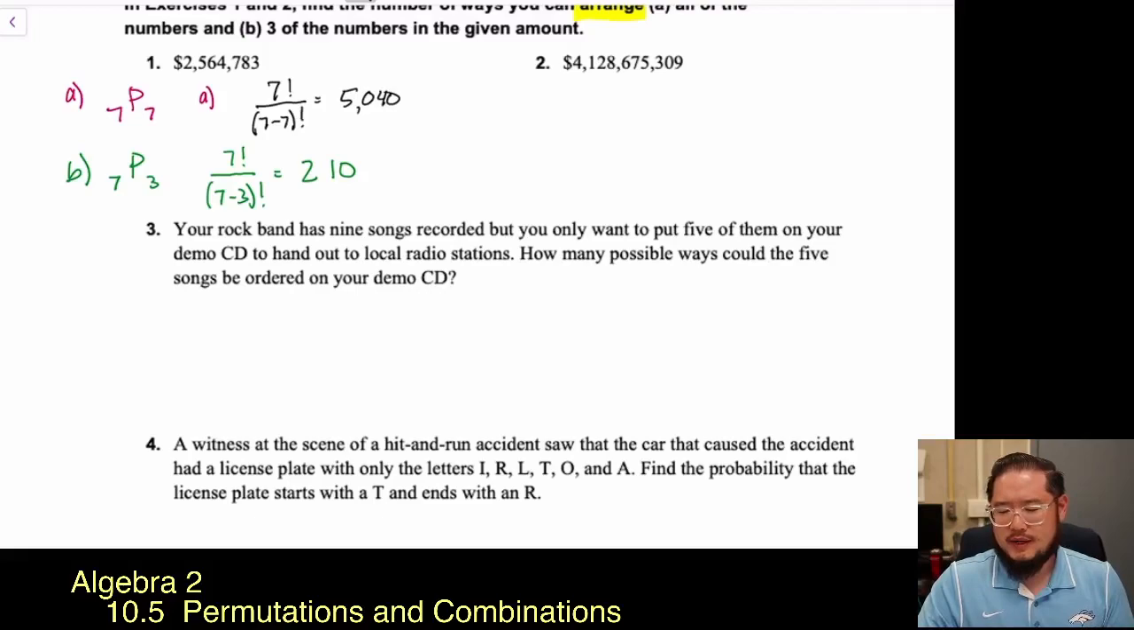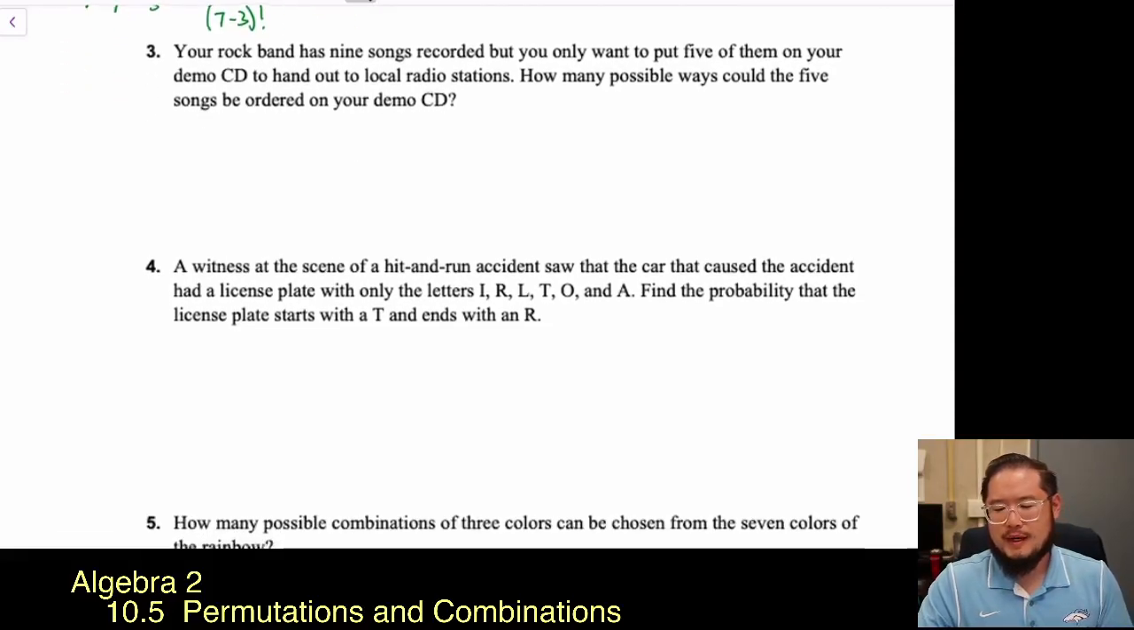Next up, let's go ahead and take a look at problem number 3. It says your rock band has 9 songs recorded, but you only want to put 5 of them on your demo CD. So there are some numbers right here that stand out, 9 and 5. The CDs are to hand out to local radio stations. So now it says, how many possible ways could the 5 songs be ordered on your demo CD?